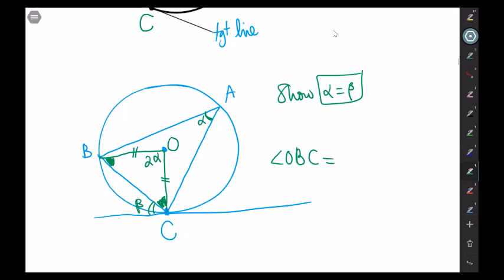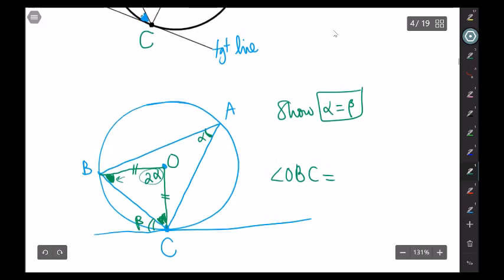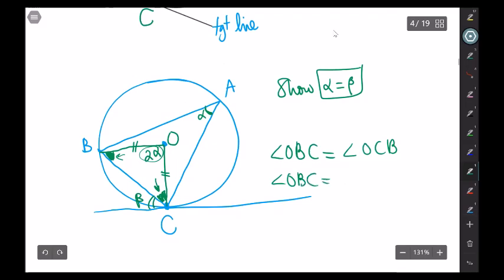Because of the three angles in triangle OBC, this angle is 2 alpha, so the other two should add up to 180 minus 2 alpha. Because these two are congruent to each other, OBC and OCB are congruent angles for sure. Then angle OBC can be written as 180 minus 2 alpha, this top angle, all divided by 2, which is just 90 minus alpha. So I know that this angle here is 90 minus alpha.